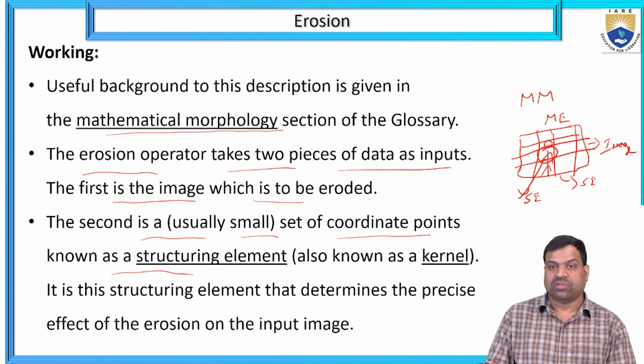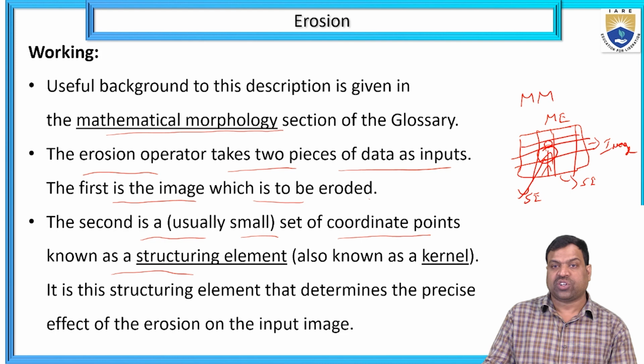Because for any image, the structuring element is important. The structuring element is nothing but the middle part of the image in pixel size. So erosion takes two pieces of data as input. The first is the image which is to be eroded, and the second is usually a small set of coordinate points known as the structuring element. It is also called the kernel. The structuring element determines the precise effect of erosion on the input image.